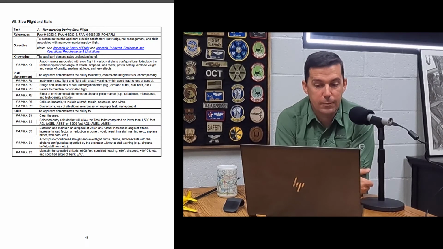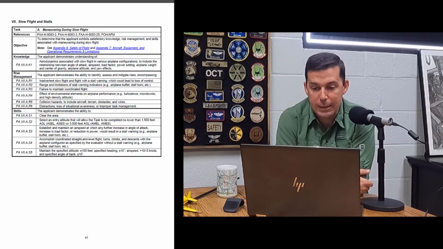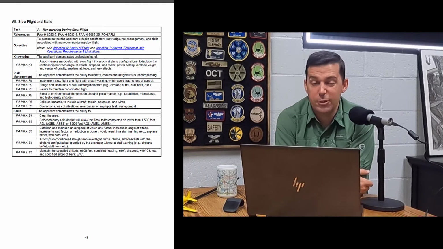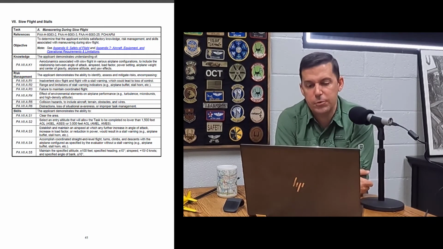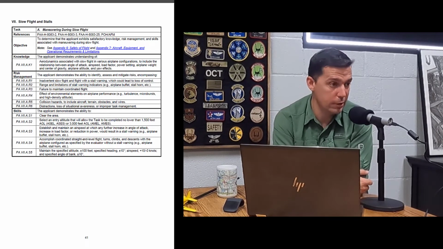Inadvertent slow flight and flight with a stall warning, which could lead to loss of control. Range and limitations of stall warning indicators. Failure to maintain coordinated flight. Those are all examples of risk management areas there. And make sure, again, for collision hazards, you're doing clearing turns.